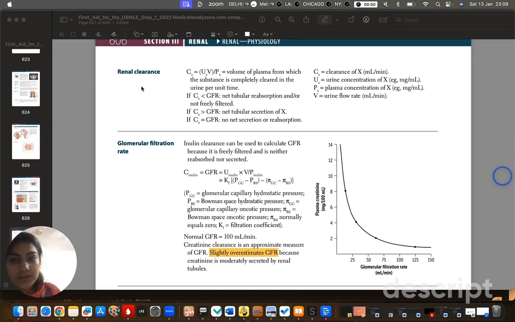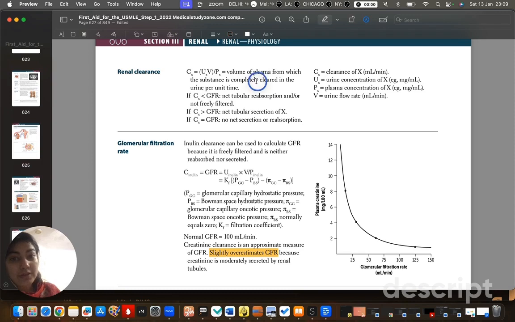So, renal clearance, we studied substance X. It said completely cleared in the urine. Completely. So if this substance, okay, here it is. Urine concentration of X. So we're looking at, for example, beetroot. You can see beetroot in our urine.